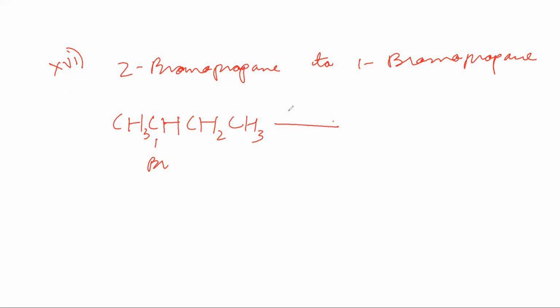Now this 2-bromopropane, let us use alcoholic KOH. As soon as we use alcoholic KOH, what happens? It removes the halogen and the hydrogen, and you get the product as this. Sorry, it should be propane; what I have written is butane. So sorry.